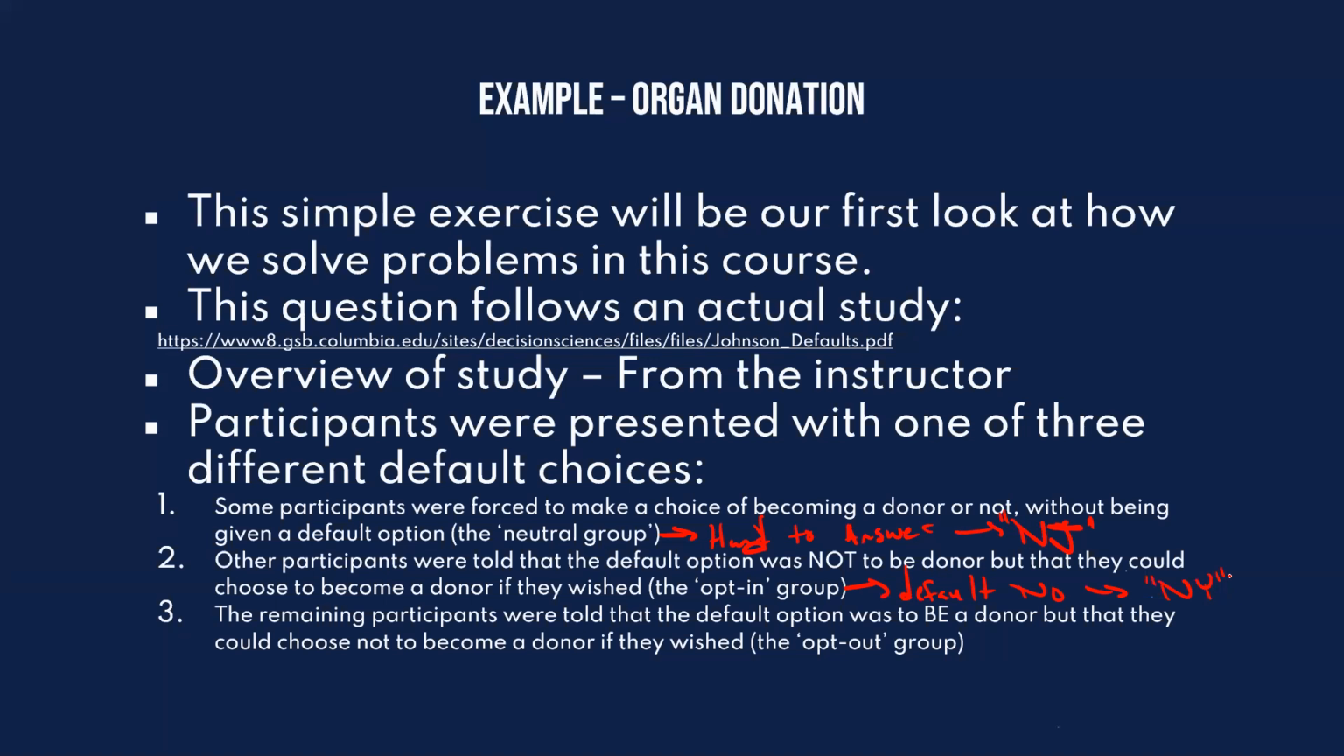Okay. So the remaining participants were told, this is the different one, that the default option was to be an organ donor, but they could opt out. So there was another group where it's like, hey, look, you're going to be an organ donor. So the default was yes, but you could say no. And I don't know any state that does that. So my apologies on that one.